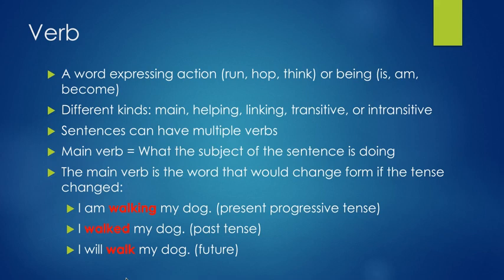So for example, I can say, I walked my dog and ate ice cream yesterday. So what did I do? I walked and I ate. So I have two main verbs applying to me, the subject of that sentence.